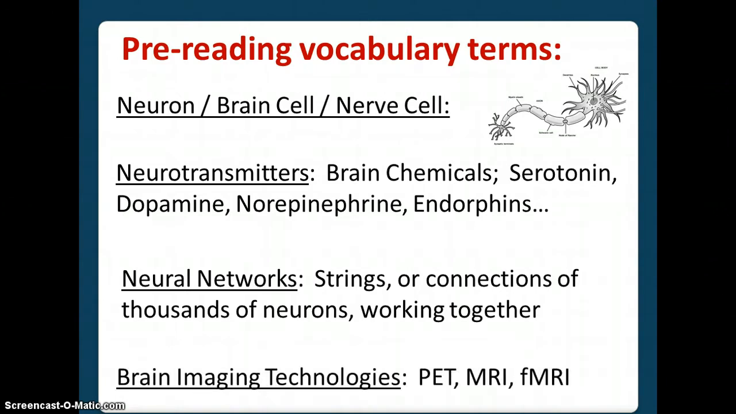And you'll read about brain imaging technologies. You'll come across references to PET scan, which stands for positron emission tomography, magnetic resonance imaging, and functional magnetic resonance imaging.